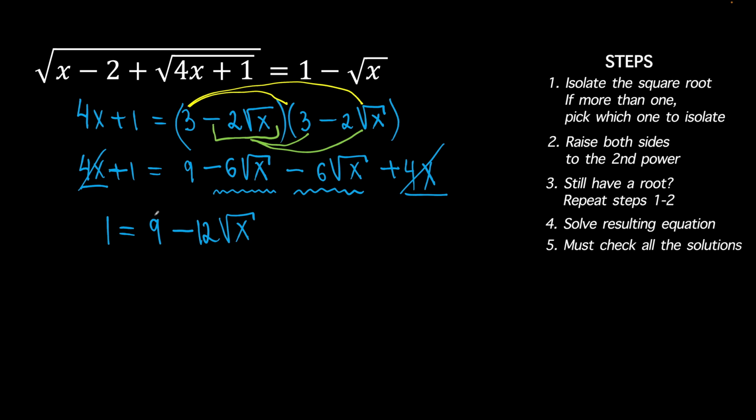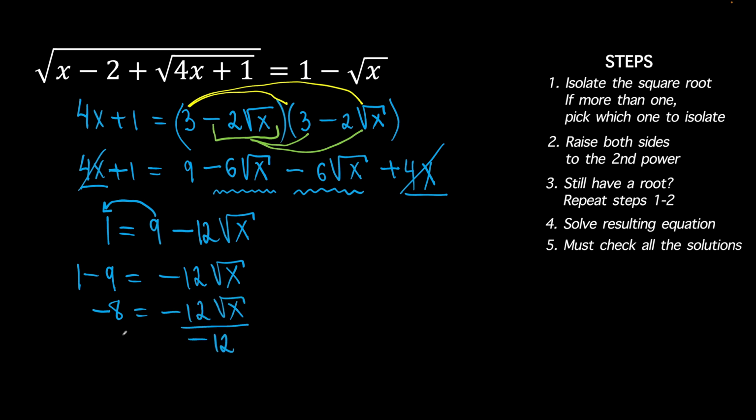So it means we're going to take 9 and bring it to the other side with the opposite sign. So we will have 1 minus 9 is equal to negative 12 square root of x. Very good. On the left, we have 1 minus 9 is negative 8, minus 12 square root of x. Now let's divide both sides by negative 12. It's getting smaller and nicer. We have square root of x is equal to 8 twelfths.